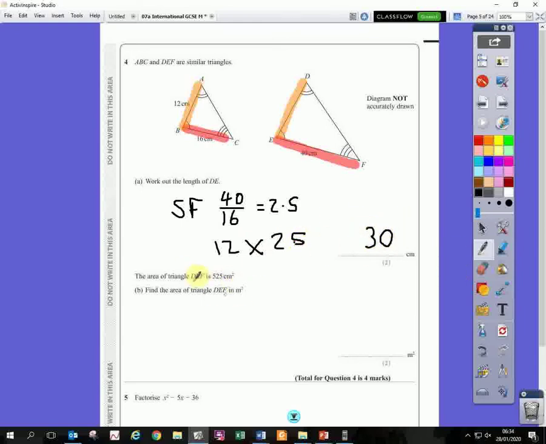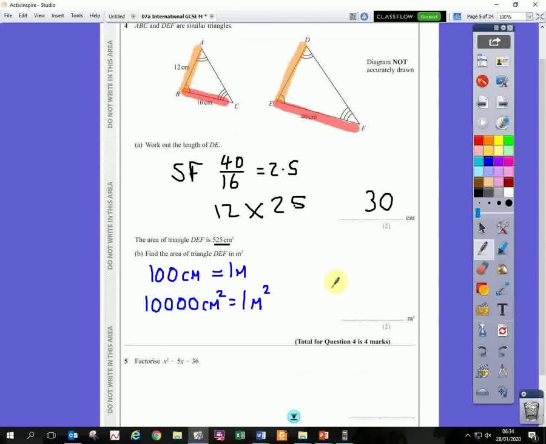Next, the area of triangle DEF is 525 centimeters squared. Write it in meters squared. So you write down the fact that links centimeters to meters. 100 centimeters in a meter, and what you want is a fact that relates centimeters squared to meters squared. So if you square everything, 100 squared is 100 times 100, which is 10,000. 10,000 centimeters squared. 1 squared is 1 times 1. So there you go. This is the fact that links centimeters squared to meters squared.